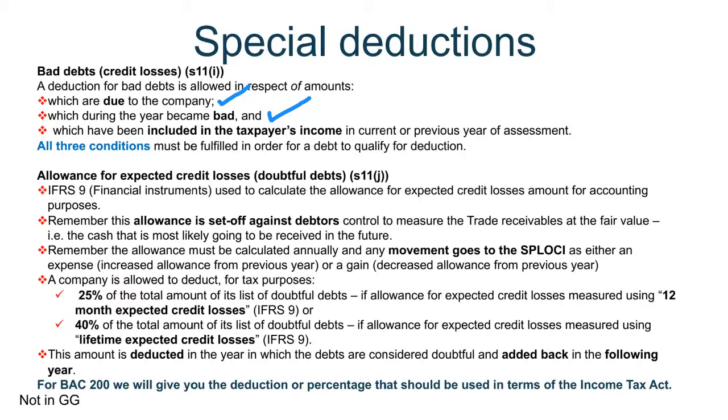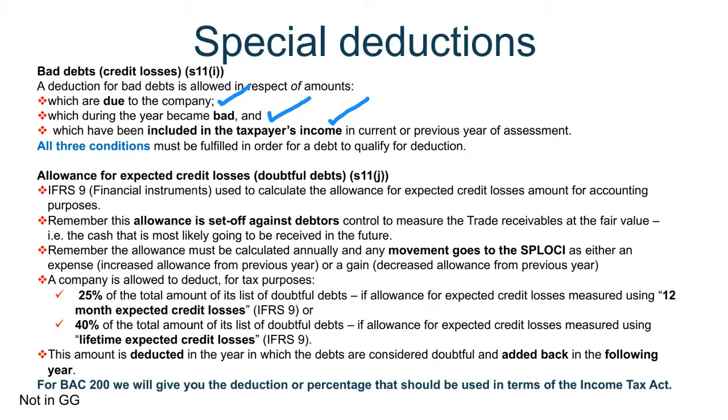And the last one is, we must have included it in the taxable profits, either in the current year or in some year. So he must have actually taxed us on this amount in the past, is what he's saying. So if we have those three criteria, he then says you can now deduct this bad debt from your taxable profits, right? So that's fairly easy, right? From the accounting perspective, we would call it a credit loss, and basically we would deduct the amounts that have gone bad. Okay, now let's have a look at the allowance.